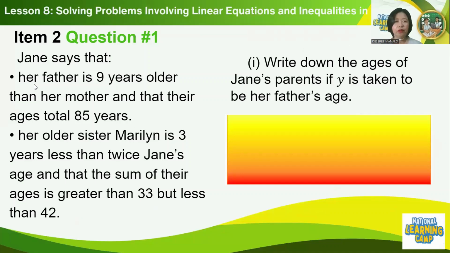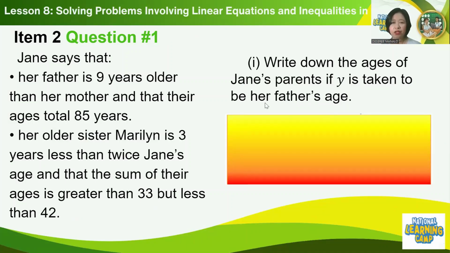For item 2, you can pause again the video to answer the problems. Okay, question 1. Jane says that her father is 9 years older than her mother and that their ages total 85 years. Her older sister Marilyn is 3 years less than twice Jane's age and that the sum of their ages is greater than 33 but less than 42. Write down the ages of Jane's parents if y is taken to be her father's age.